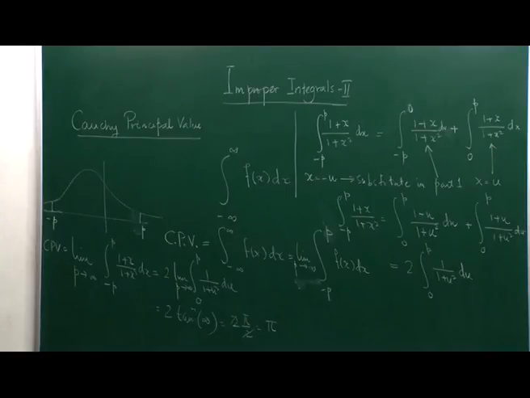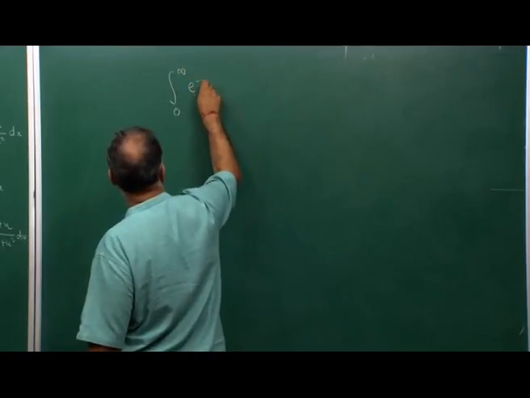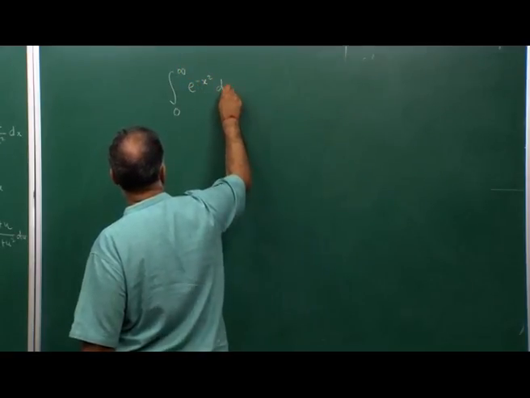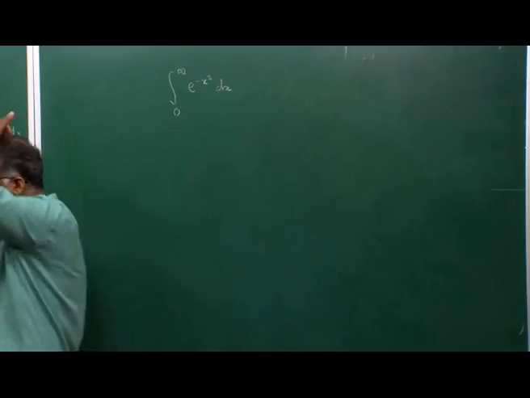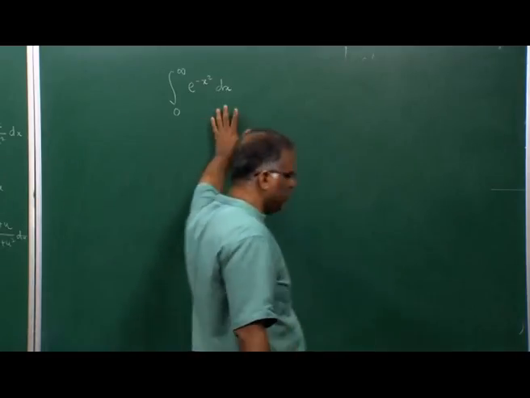Let us try to use this. You know that if I take the indefinite integral of e to the power minus x square dx, from 0, it does not make sense because there is no function whose derivative is this. But can I calculate this? Does this integral have a value? Is it finite? That is, of course, the question.